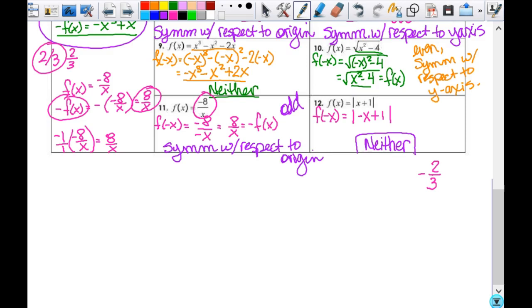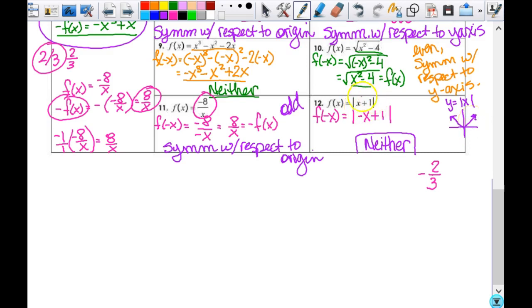What does the parent function of an absolute value look like? Like if I just wanted y equals the absolute value of x, right? What does that graph look like? A V. Looks like this, right? Then when you did transformations, you could take that parent function, you can move it up and down, left or right, stretch it, squash it, whatever, right? This parent function is even, right? Because it's symmetric with respect to the y-axis.